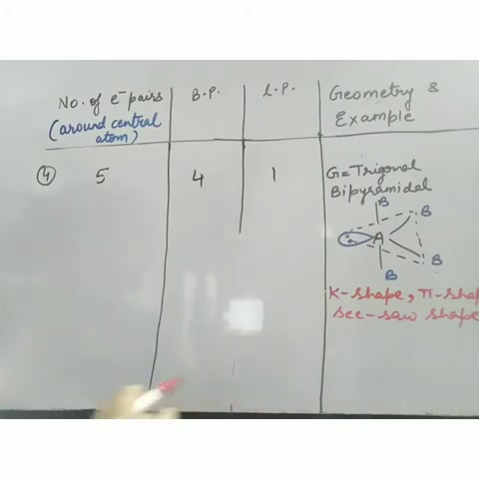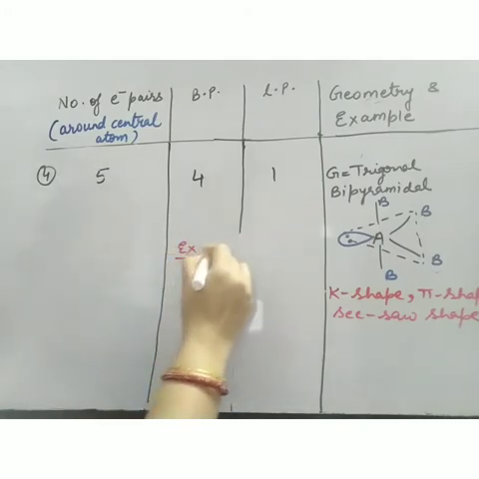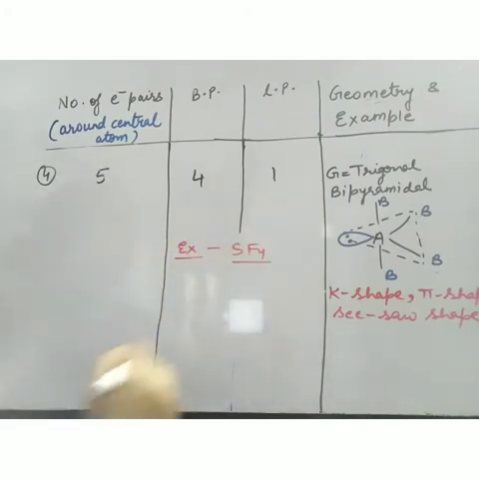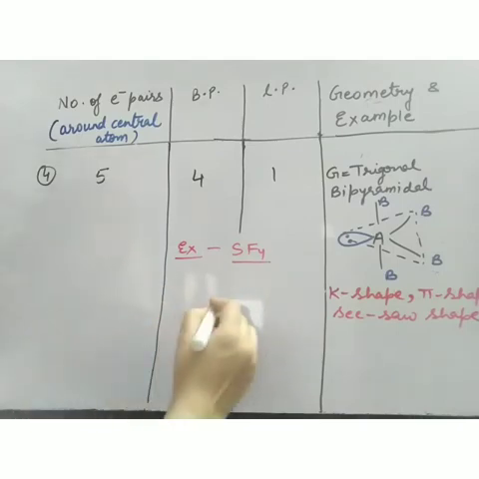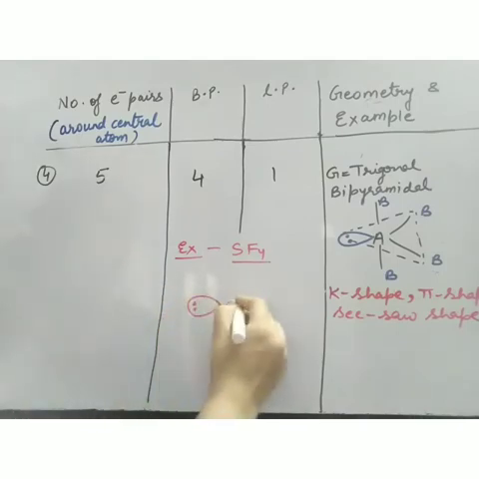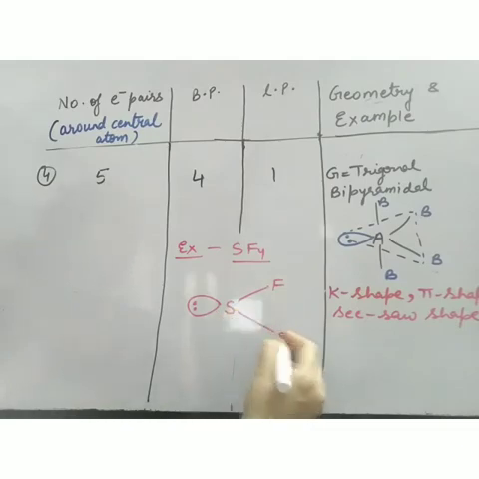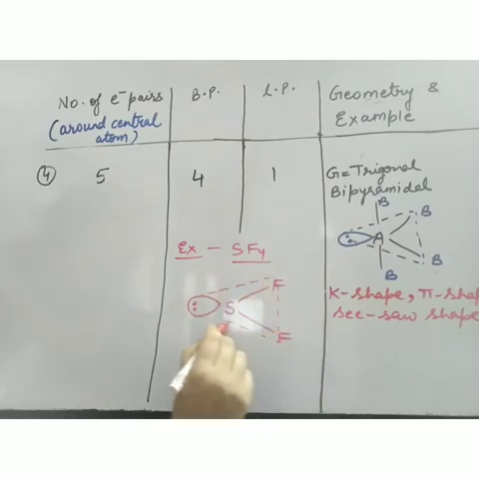Now what is the example here? The example is SF4. It is like this. Sulfur is the central atom. One lone pair is here. You can keep the lone pair at any place, it's up to you. I am placing it here so that the shape is clear. Now what will happen because of this lone pair? Definitely the bond angles will change.